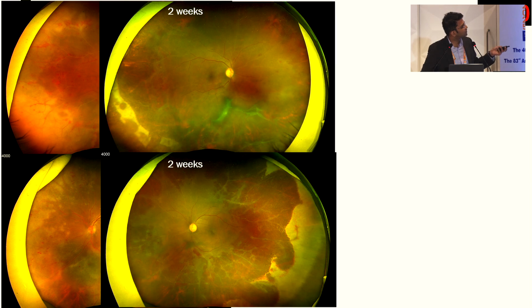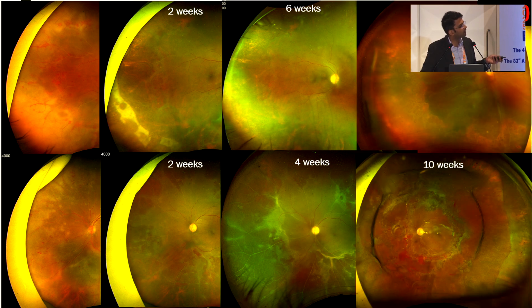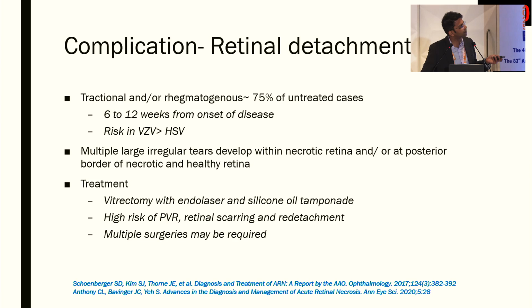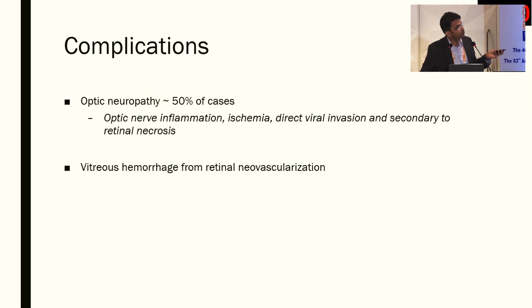Okay. So this was a case of bilateral ARN, and at 2 weeks the disease has started consolidating, and at 4 weeks in the left eye you see there is a retinal detachment, and after surgery the retina is well settled, and in the right eye at 10 weeks the retinal detachment has happened. So retinal detachment happens in around 75% of untreated cases, mostly between 6 to 12 weeks, and the treatment is aimed at internal surgery with vitrectomy, endolaser and silicone tamponade. Another complication could be an optic neuropathy that happens in 50% of the cases.